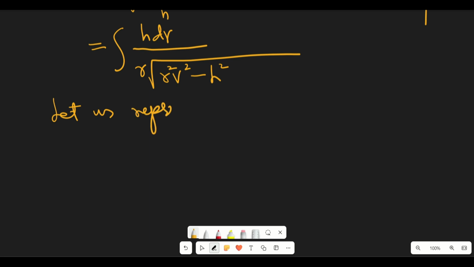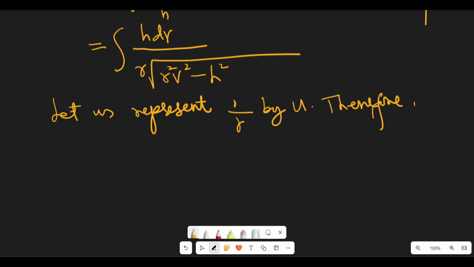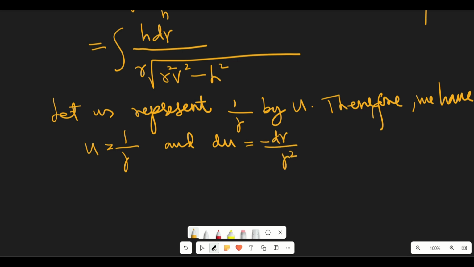Let us represent 1 over r by u. Therefore, we have u is equal to 1 over r, and du is equal to minus dr over r square, or du over u is equal to minus dr over r.